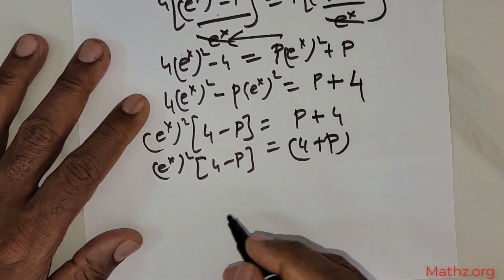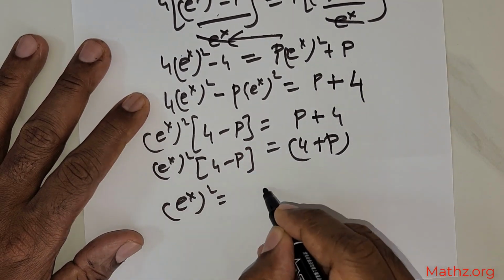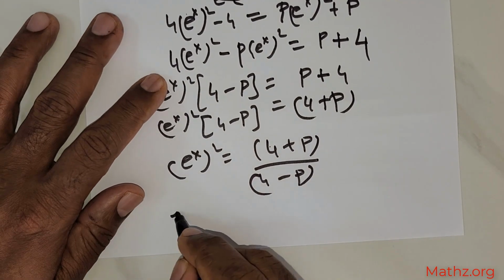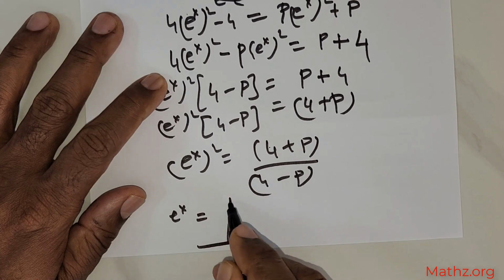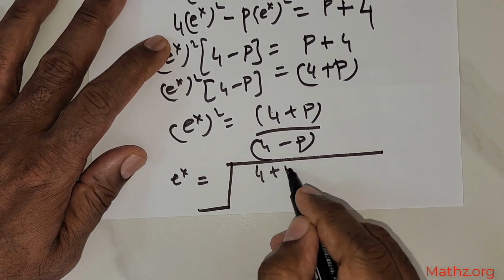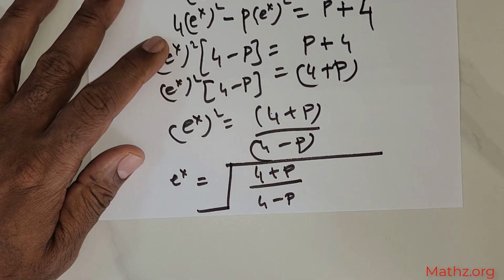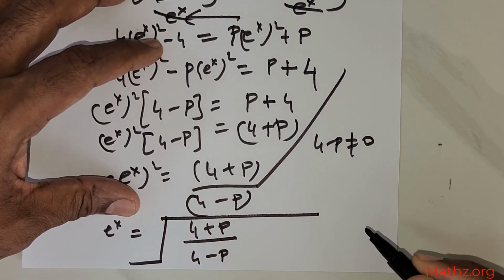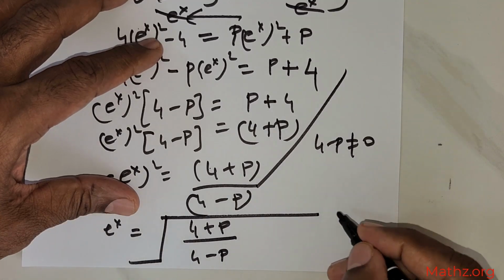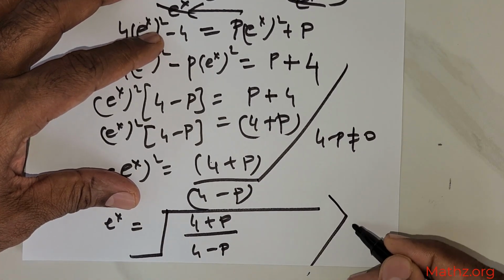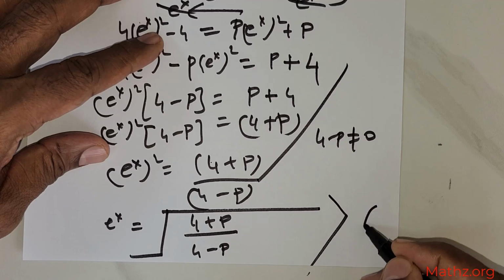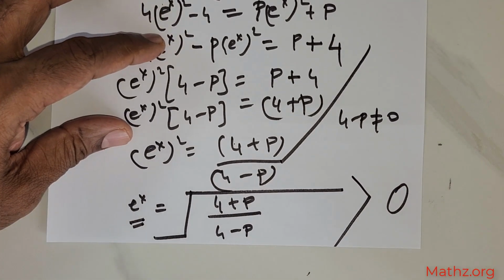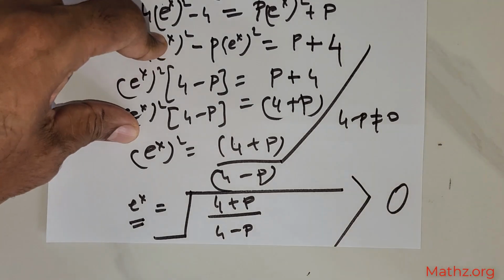So you push this down, you get e raised to the power of x the whole squared is 4 positive p divided by 4 negative p. So e raised to the power of x is equal to square root of 4 positive p divided by 4 negative p. Now clearly 4 negative p cannot be equal to 0, and this should always be greater than or equal to 0, but it cannot be equal to 0 because of the fact you got e raised to the power of x, so it's strictly greater than 0.